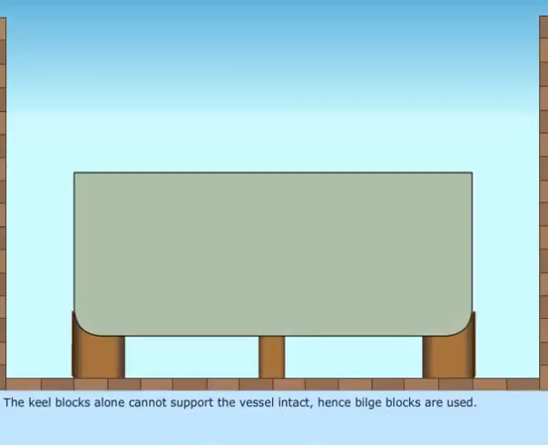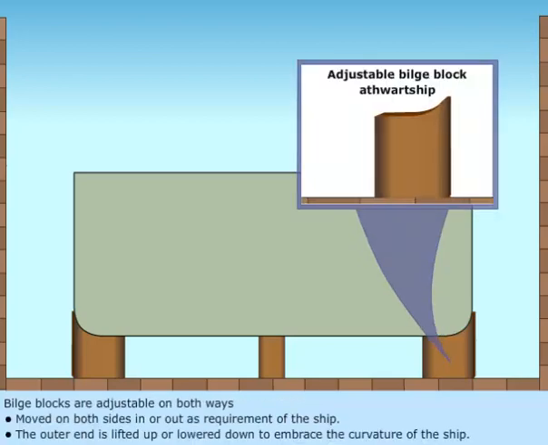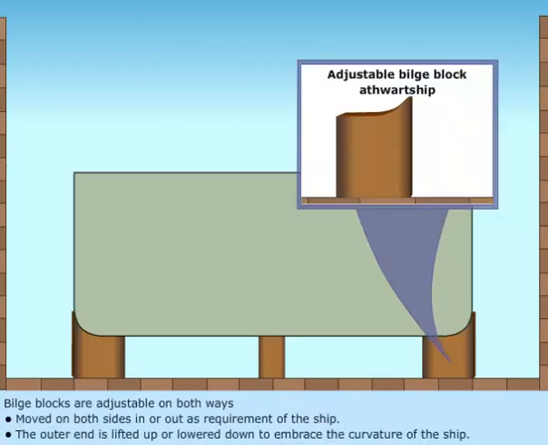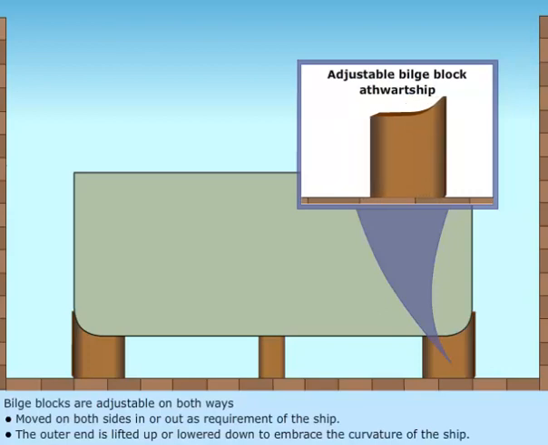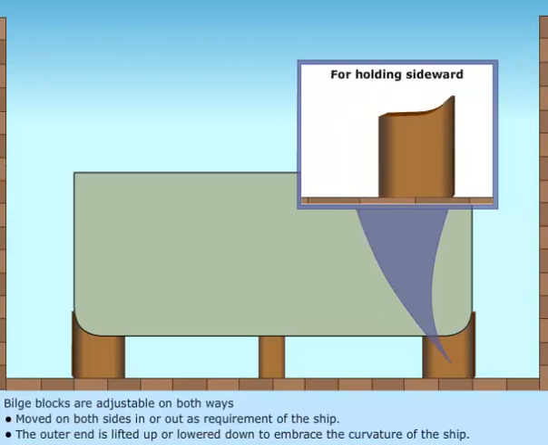The keel blocks alone cannot support the vessel intact. Hence, bilge blocks are used. Bilge blocks embrace the curvature portion on the sides. Bilge blocks are adjustable both ways, moved on both sides, in or out, as required by the ship. The outer end is lifted up or lowered down to embrace the curvature of the ship.